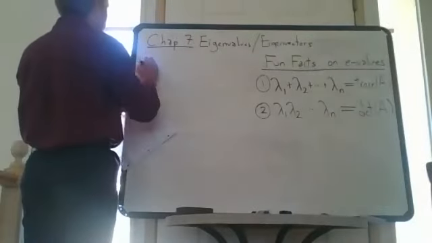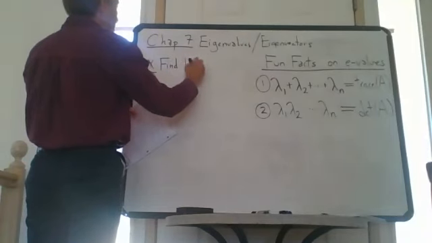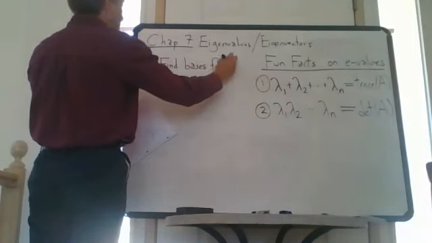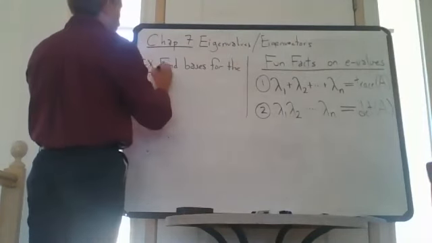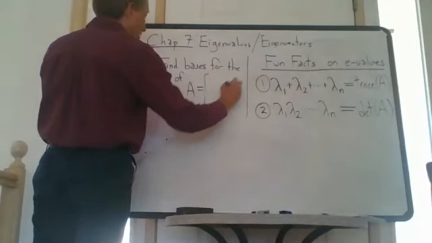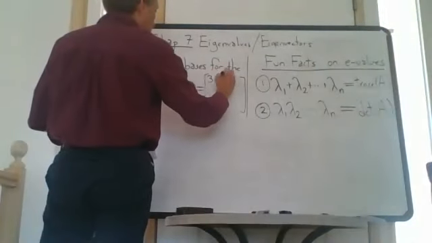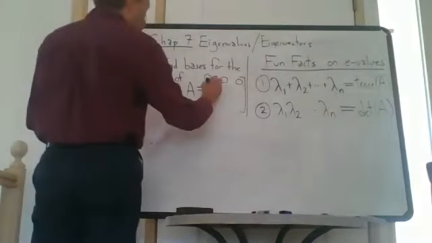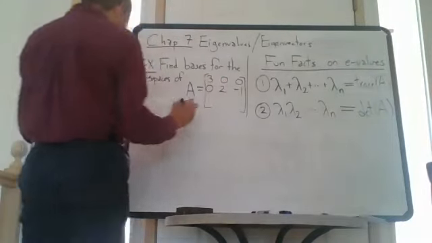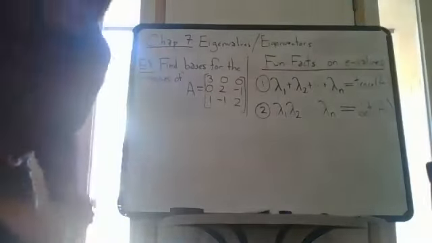So let's do this one right here. Another example: find bases for the eigenspaces of, so here's my matrix. It's going to be a 3 by 3 matrix. We have 3, 0, 0, 0, 2, -1, and 1, -1, 2. Okay.